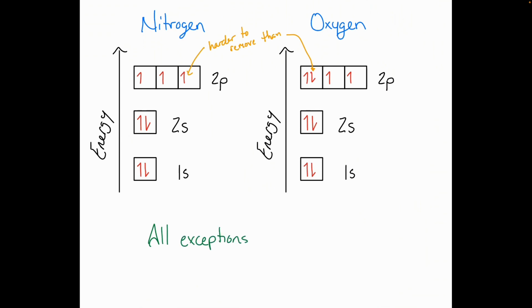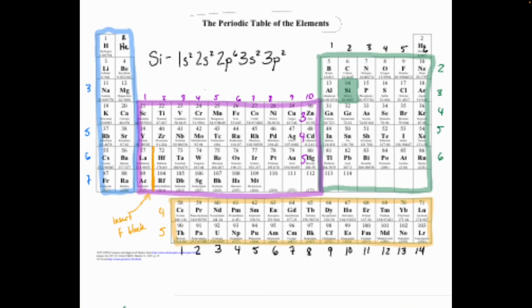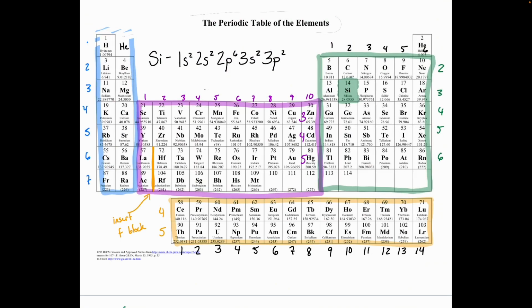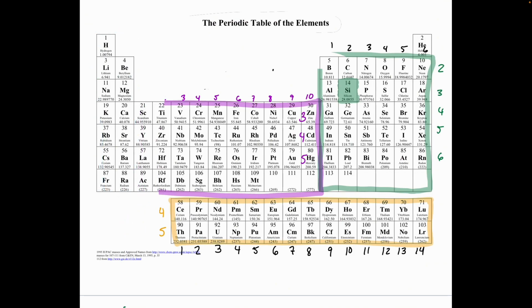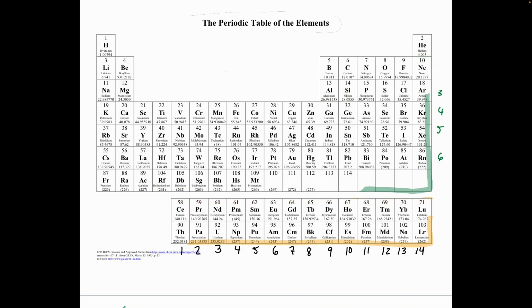are D block elements, and specifically ones where you would expect their electron configurations to end in either D4 or D9. That's going to correspond to specific columns on our periodic table. So we can sort of visualize where these exceptions are. They all live in a particular place on our periodic table.